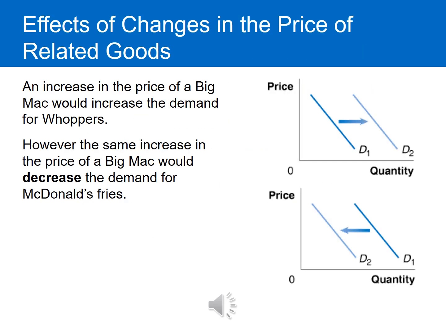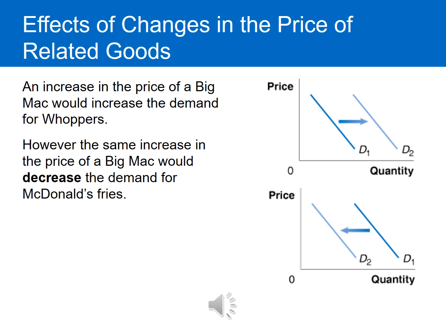Now let's look at an example using the Big Mac for the effect of change of the prices of related goods. An increase in the price of Big Macs is going to increase the demand for Whoppers. So looking at the demand curve, in our model here to the right, it's going to shift the demand curve from D1 to D2, moving it to the right. Demand is going to increase because as Big Macs are more expensive, fewer people will buy Big Macs, more people will buy Whoppers. So the demand for Whoppers is going to increase.